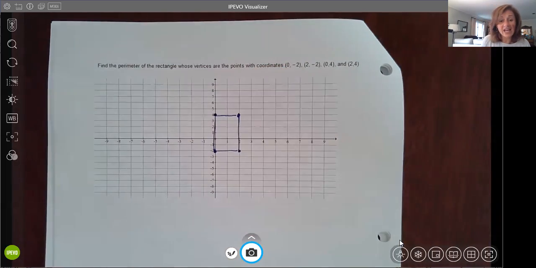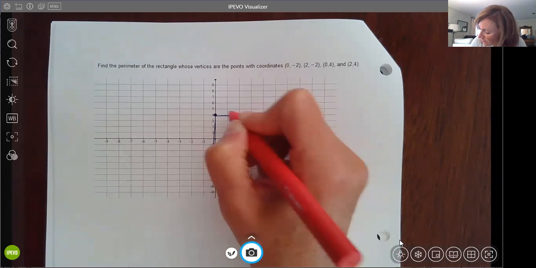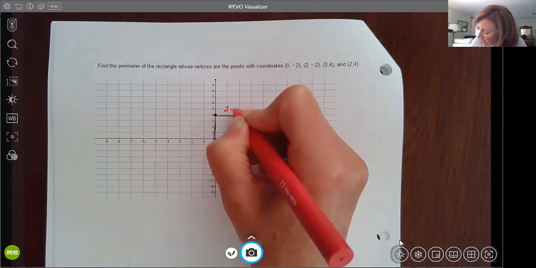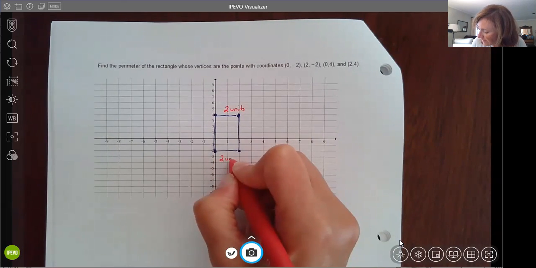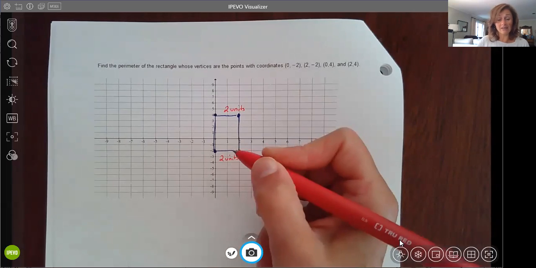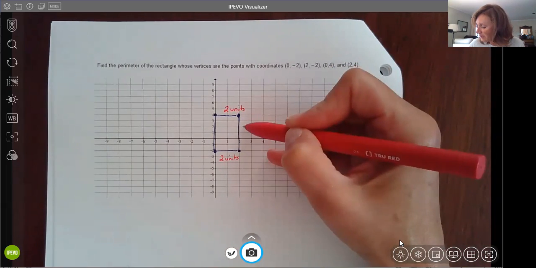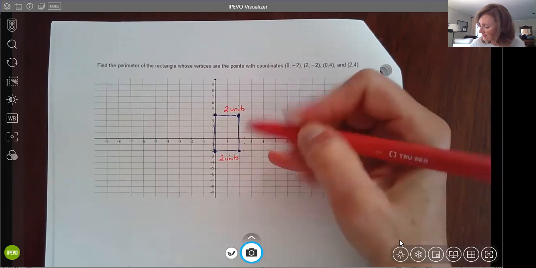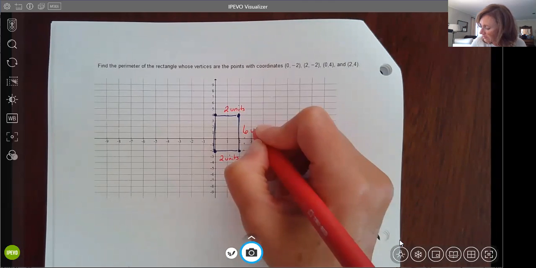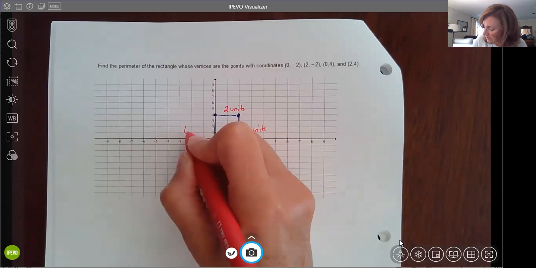All right, so let's count. Let's see what the lengths of the sides are. So this looks like it's 1, 2 units. So this is 2 units. So this would be 2 units because it's a rectangle. The opposite sides are the same length. And then just count your ticks. We've got 1, 2, 3, 4, 5, 6. So this side would be 6 units, and then this side would also be 6 units.